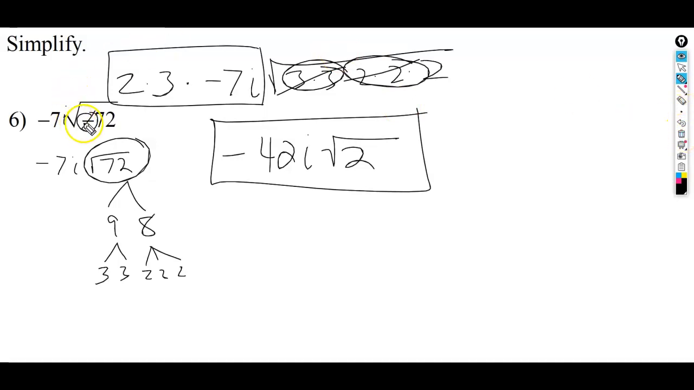So thing to pay attention to here is that if you have a square root with a negative on the inside, we're going to take that negative out. We're going to put an i on the outside.